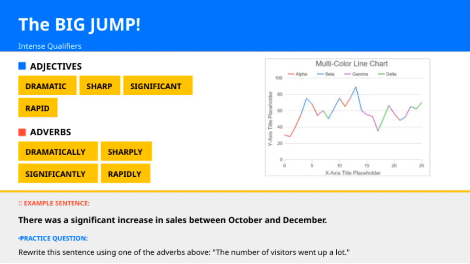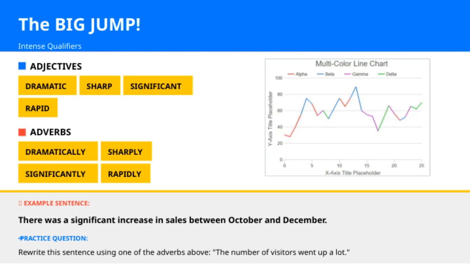Now let's take a closer look at this practice question. It asks us to rewrite the sentence, the number of visitors went up a lot, using one of the adverbs we've discussed earlier. The goal here is to choose an adverb that best captures the extent of the increase. For example, instead of just saying went up a lot, we might say the number of visitors increased significantly, or the visitors rose sharply. This helps us communicate more precisely and impactfully. Notice how different adverbs, like rapidly or dramatically, add different shades of meaning to the sentence. Using these adverbs effectively can really strengthen your writing by emphasizing the magnitude of change.